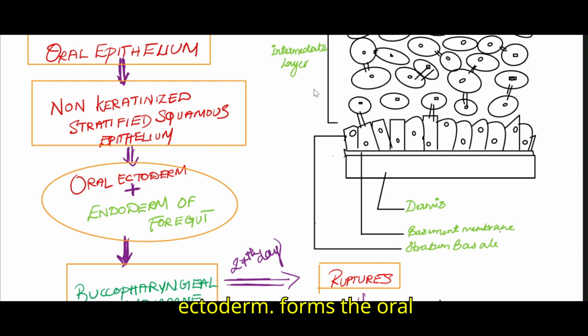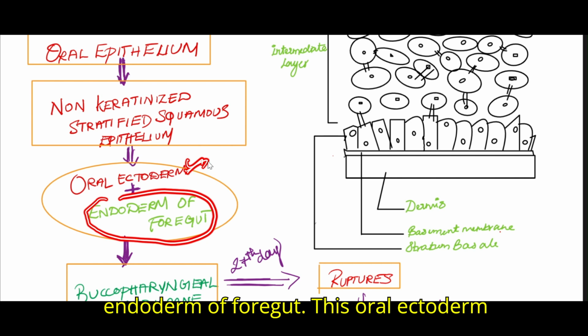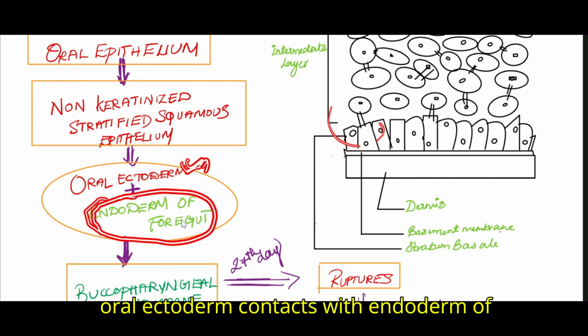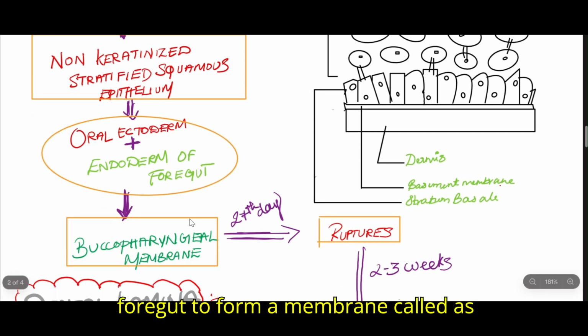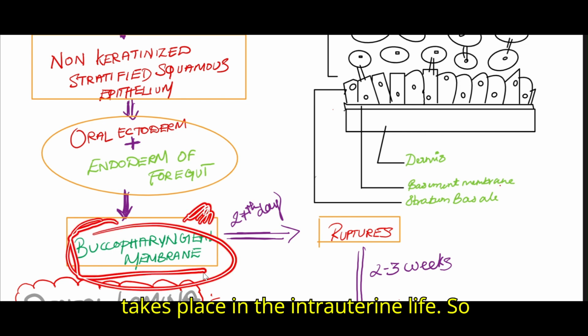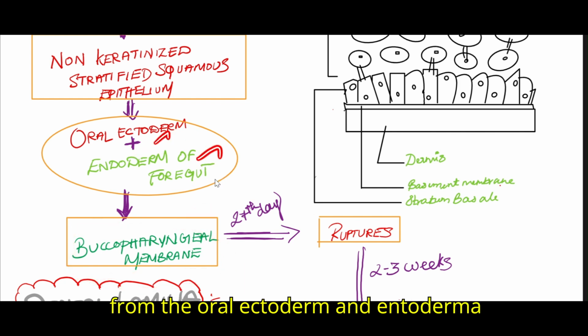Forms the oral ectoderm. So, the oral ectoderm contacts with endoderm of foregut. This oral ectoderm present in the oral epithelium contacts with endoderm of foregut to form a membrane called buccopharyngeal membrane. These steps all take place in the intrauterine life. So this membrane is called buccopharyngeal membrane, which is formed from the oral ectoderm and endoderm of foregut.